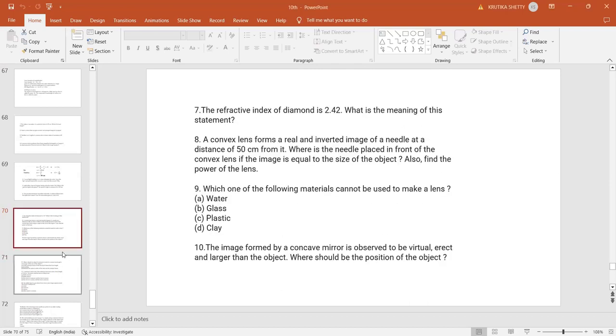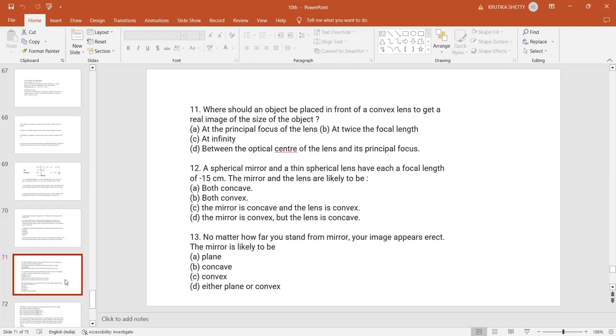They are not added. Those are the options they have given for this 10th question. The image formed by a concave mirror: in a concave mirror there are 6 cases. Out of 6 cases, in 5 cases we get real images. Okay, real images, but only in the 6th case will we get the virtual erect image. So the 6th case is when the object is placed between the pole and the principal focus. Next question.